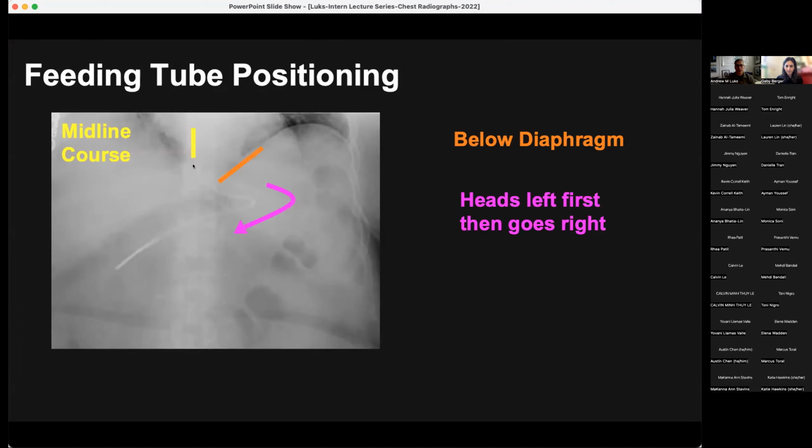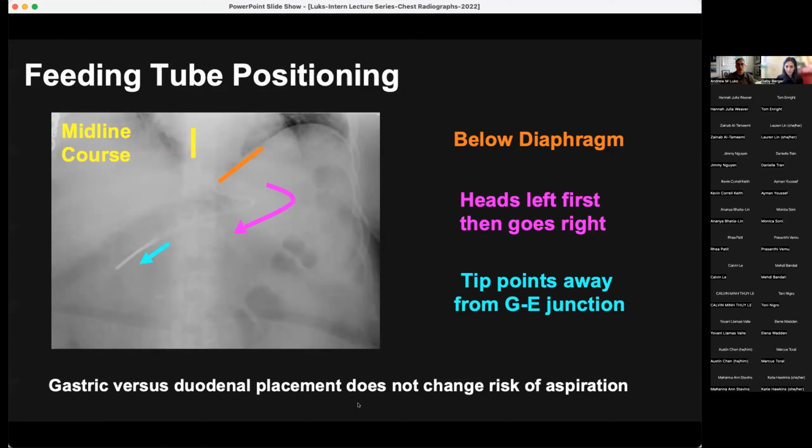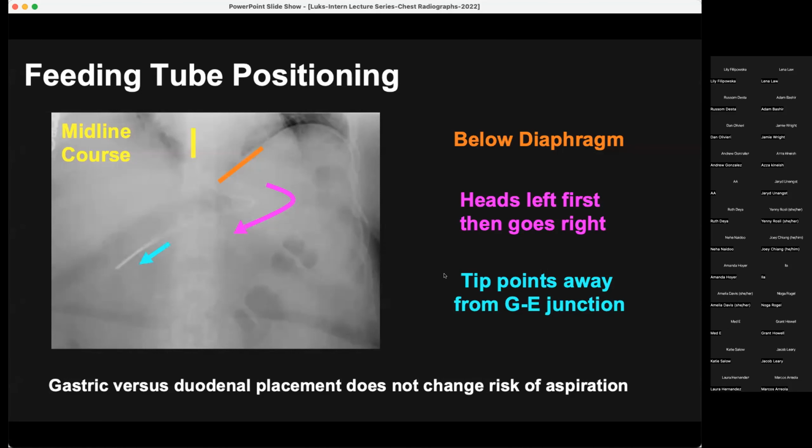The feeding tube is typically going to course around the greater curvature of the stomach, and then you want to see the tip pointing away from the gastroesophageal junction. Being below the diaphragm and tip pointing away from the gastroesophageal junction will decrease the risk of aspiration. Do not spend a lot of time stressing about whether the tip of the tube is in the stomach or the duodenum, because that does not markedly change the risk of aspiration for your patients. Okay?